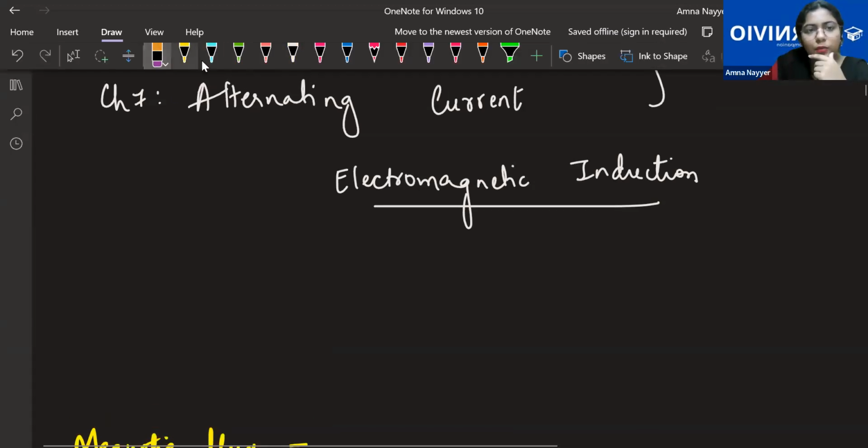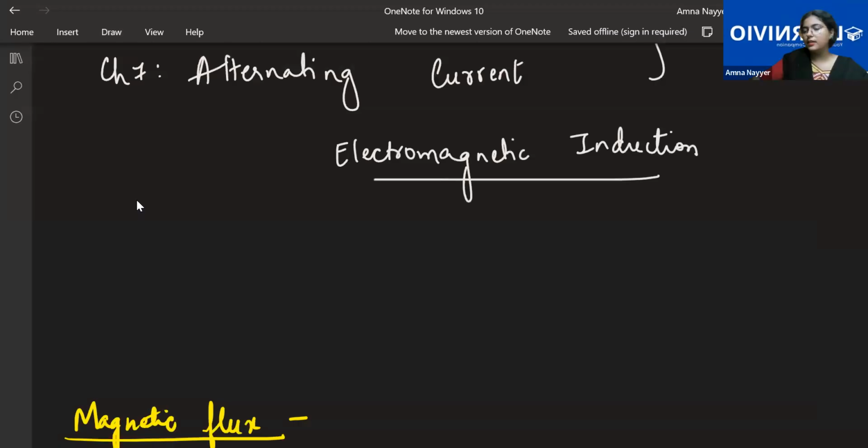Hey, class, those who have the cameras closed, please open the cameras, rest of you also. And if you have any doubts in this, please let me know. See, we discussed that initially in electrostatics charge was at rest. Charges began their motion in current electricity.